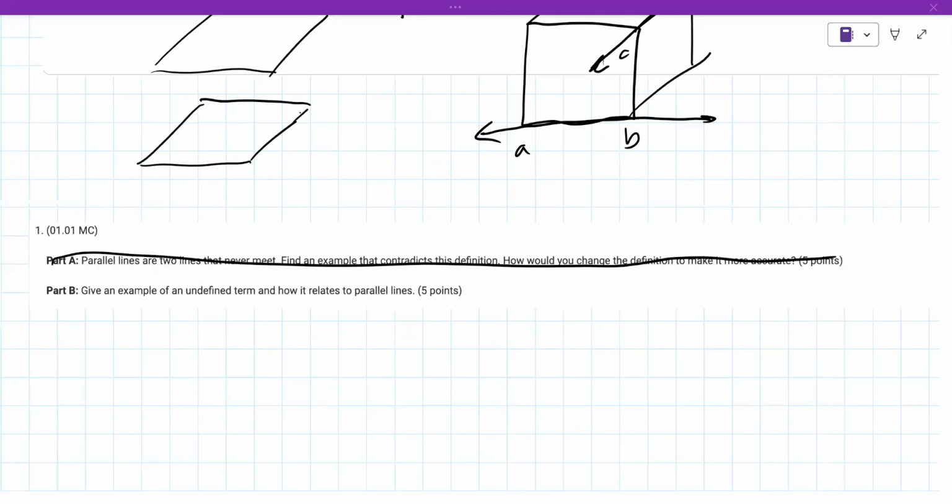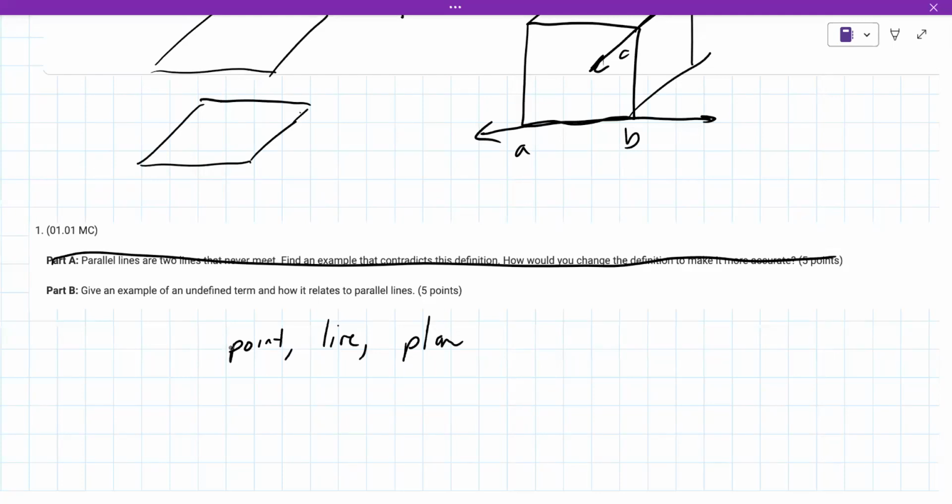Does anything in particular stand out to you? Any types of undefined terms? So it's either a point, a line, or a plane. Well, if it's parallel lines, maybe the line, and how it relates to parallel lines.